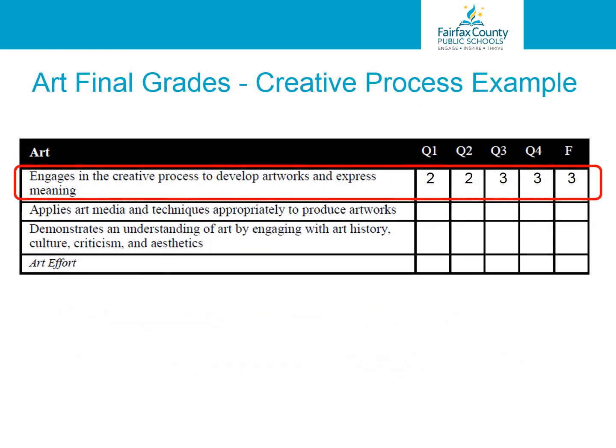Let's look at an example. When grading the standard engages in the creative process to develop artworks and express meaning, the student has shown improvement throughout the year. She was sometimes demonstrating this skill first and second quarter, but showed improvement the rest of the year and was usually demonstrating the skill during third and fourth quarters. Because she usually demonstrates the skill during the last 2 quarters, her final grade will likely be a 3.